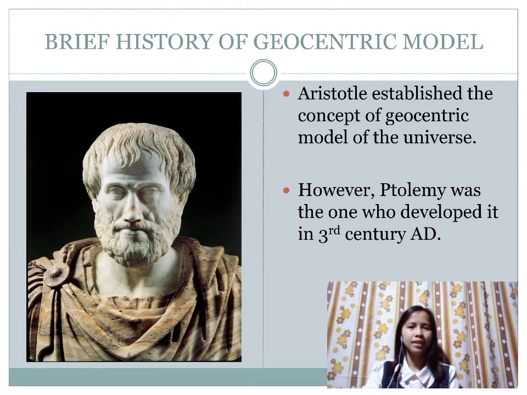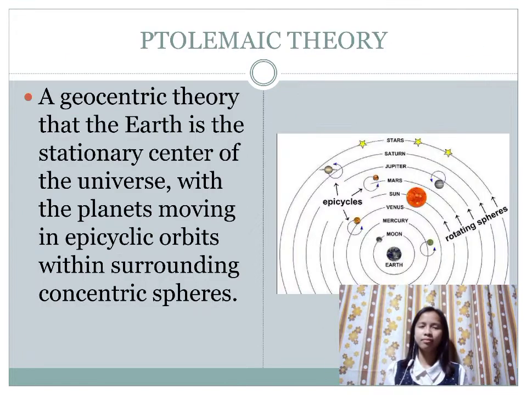Ptolemy was able to standardize and develop the concept of the geocentric model further with his argument that the planets move in 2 sets of circles, a deferent and an epicycle. In addition, to prove his argument, he proposed the eccentric motion, and his last point was the equant. Now, proceeding to what really is Ptolemaic theory.